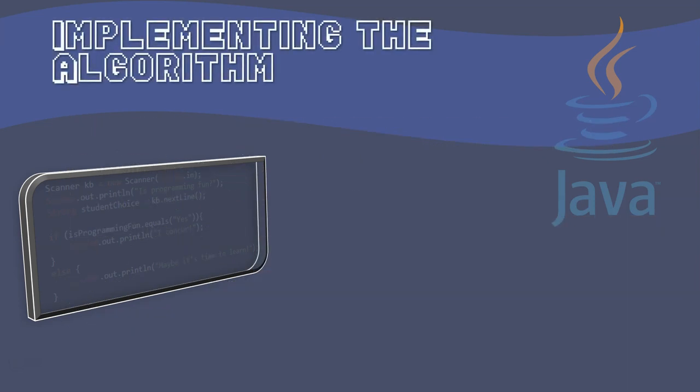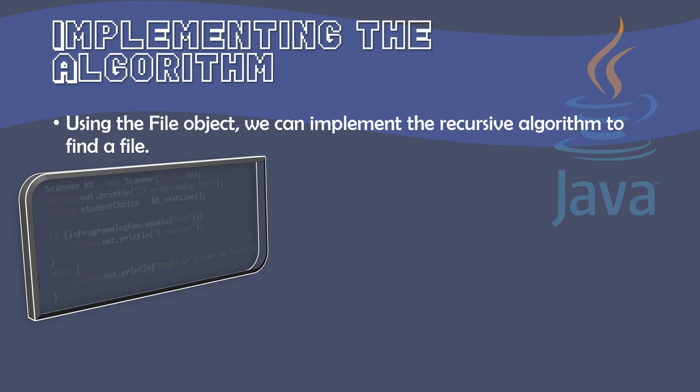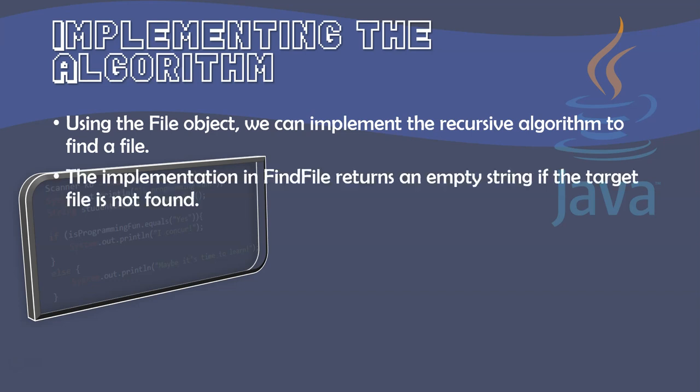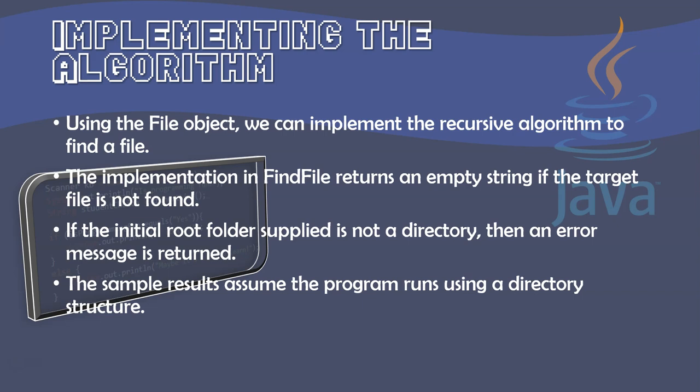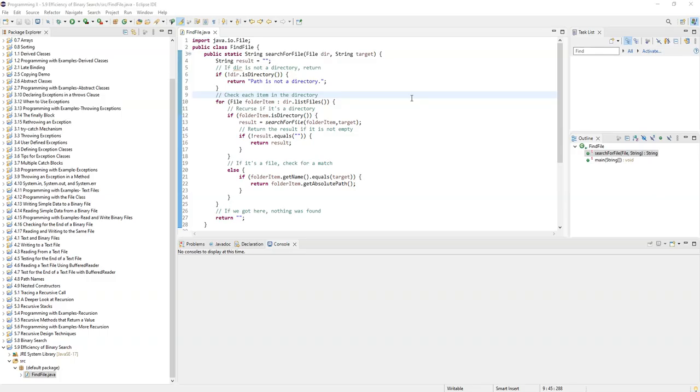So let's actually implement our algorithm now. Using the File object, we can implement the recursive algorithm to find a file. The implementation in FindFile is going to return an empty string if the target file is not found. If the initial folder supplied is not a directory, then we're going to get an error message. The sample results that we might get assume, of course, our program runs using a directory structure. If we don't have a directory structure, maybe we're not on a Windows machine, for example, and maybe we're in some other type of operating system, that means we would then have to make some different assumptions in writing our algorithm. And here is our code.